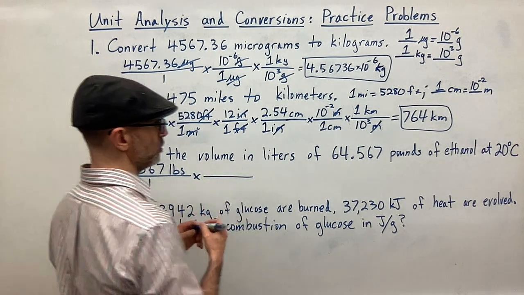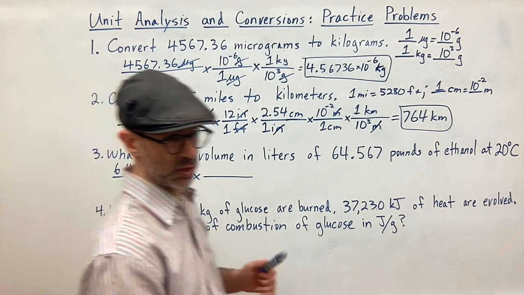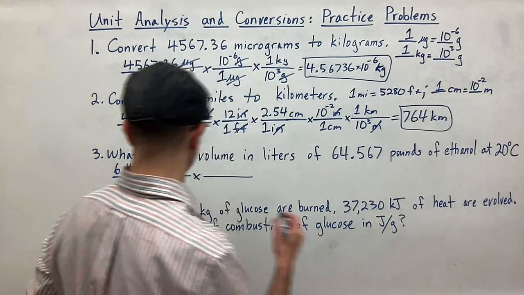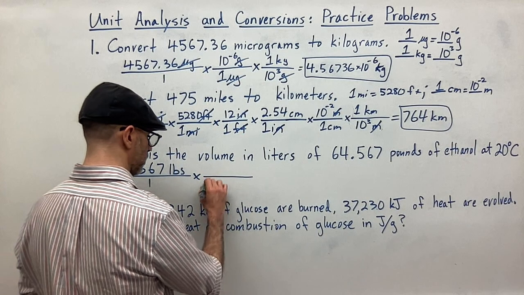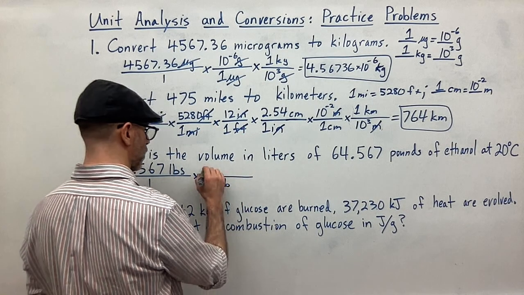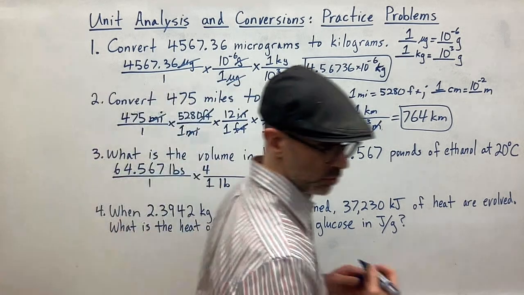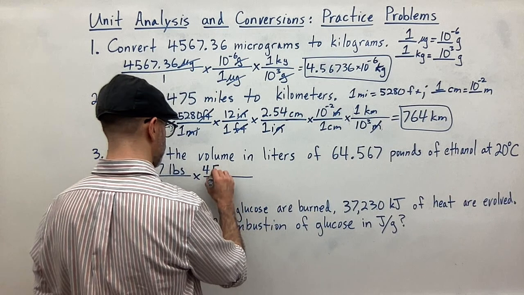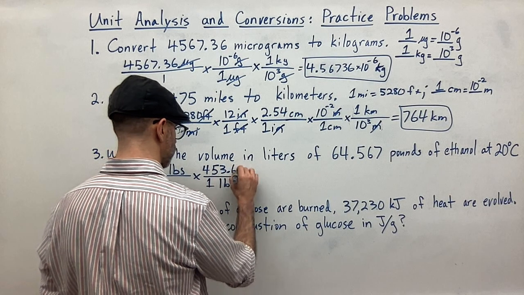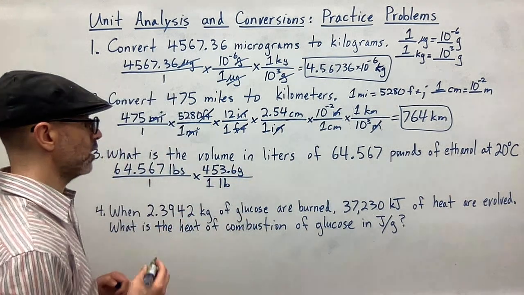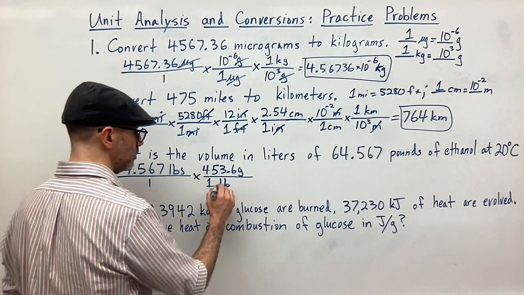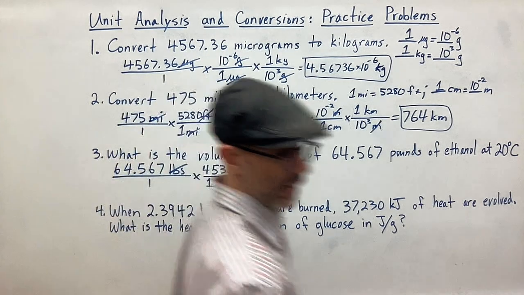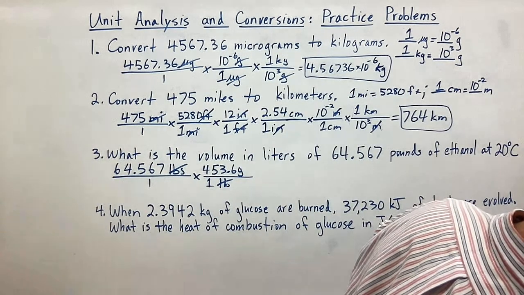So 1 pound, I don't have room to write it. 1 pound is equal to, let me double check, 453.6 grams. So 1 pound on the bottom, and 453.6 grams on top. Okay, so here pounds is going to cancel out. Now we have grams.